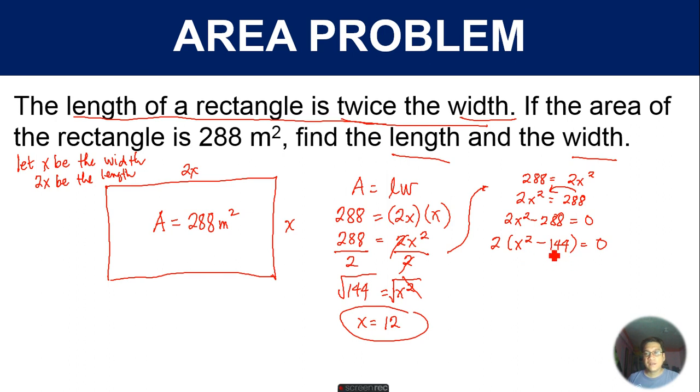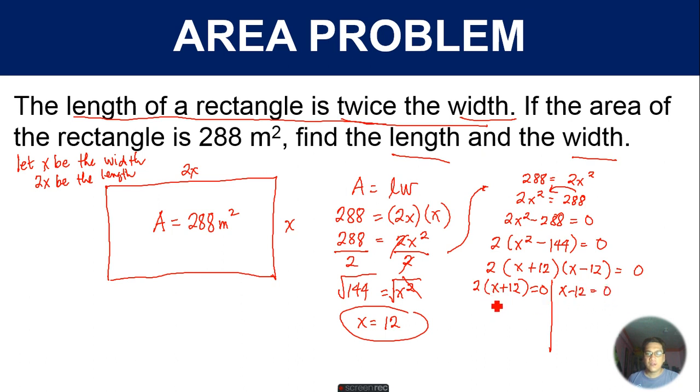Now, look at this, x squared minus 144. This product will be coming from the sum and difference. So that would be 2 times x plus 12, since 144 is a perfect square, and then x minus 12, equals 0. Then you just apply again the zero product property. For the first one, you have 2 times x plus 12 equals 0, and the other one is x minus 12 is equal to 0.